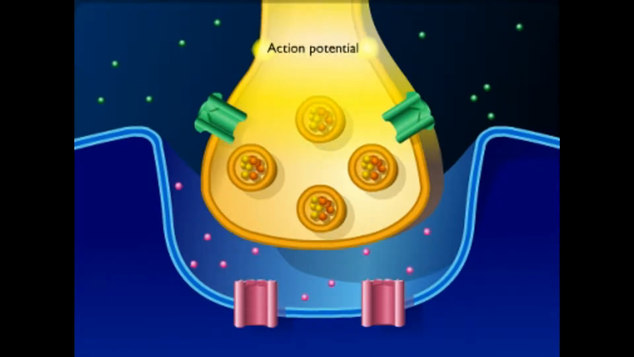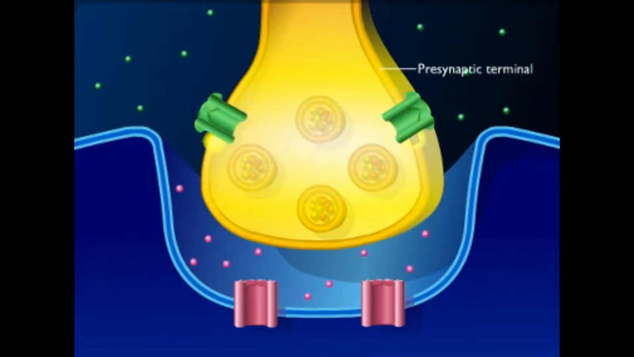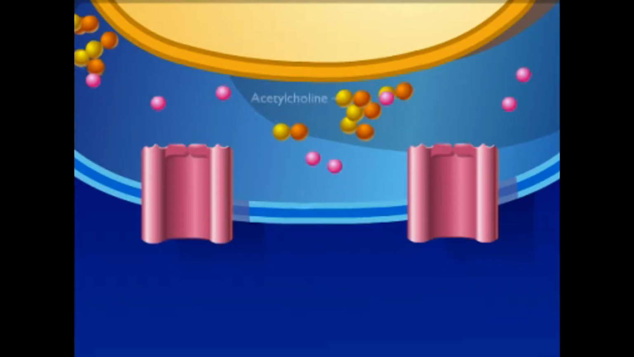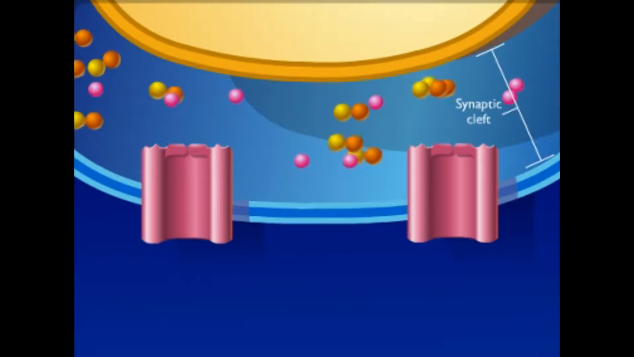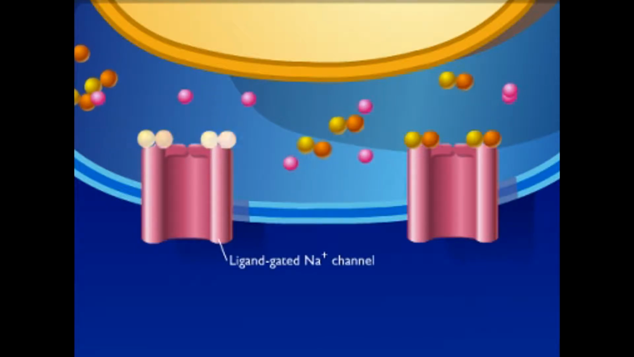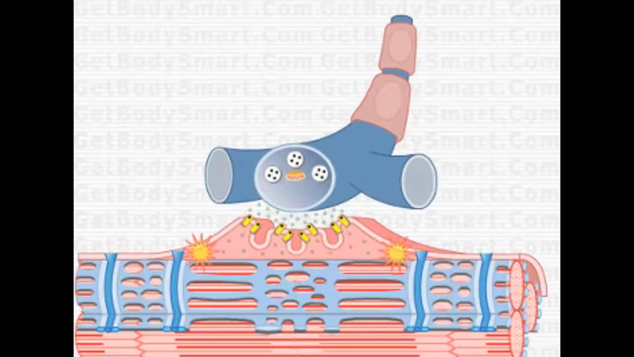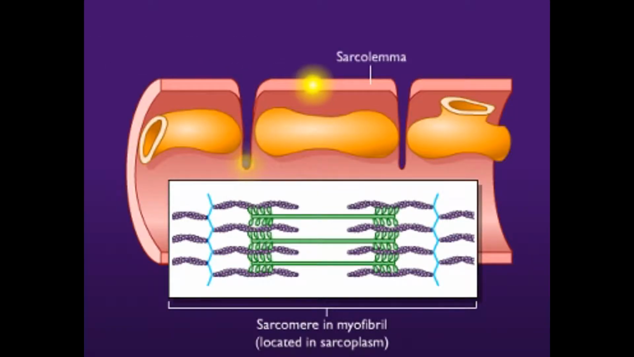When the action potential finally hits the neuromuscular junction, acetylcholine is released into the synaptic cleft. In the synaptic cleft, acetylcholine binds to the acetylcholine receptors. This causes action potentials to be activated in the sarcolemma. The action potentials propagate through the sarcolemma and cause T tubules to open.